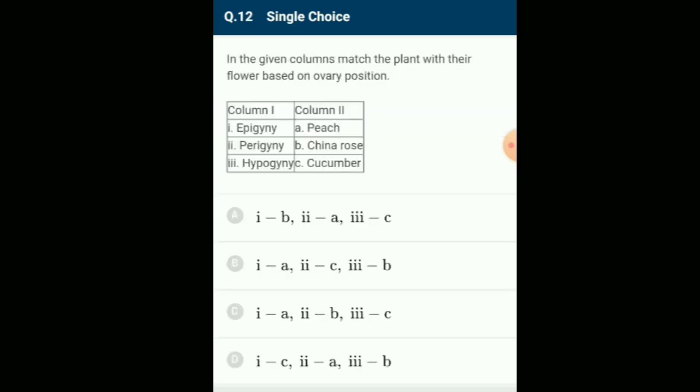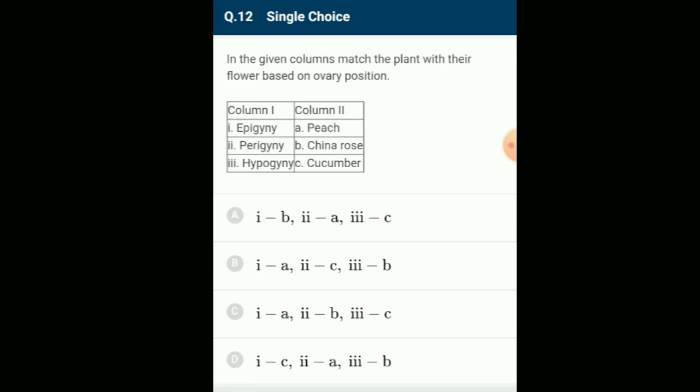Question number 12. In the given columns, match the plant with their flower based on ovary position. The position of the ovary in a flower can be different for different flowers. Some flowers have superior ovary, it is called hypogyny, where all other parts of the flower are below it. Such condition is seen in China rose.